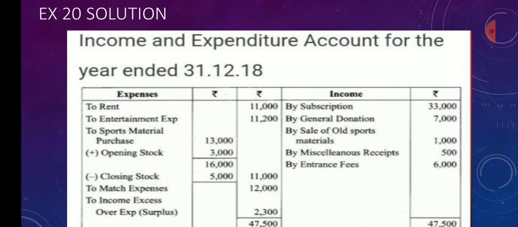So 47,500 minus 45,200, we get the answer 2,300. This is a surplus value. Surplus means the excess of income over expenditure. This is the balancing figure. 2,300 is the balancing figure value.